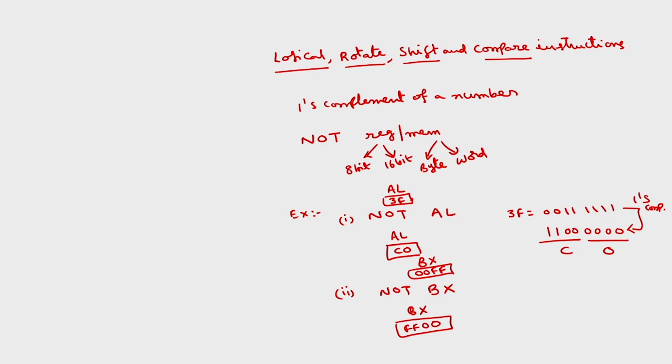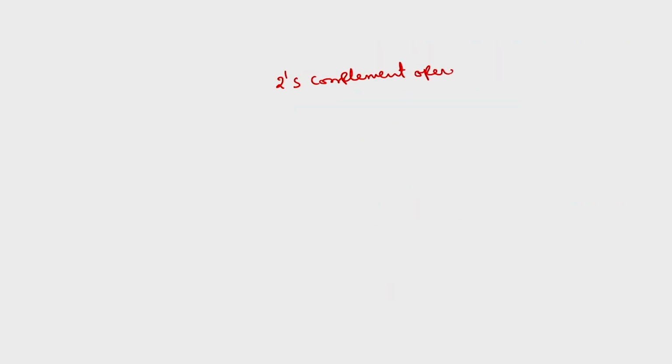Similarly, we have an instruction for the 2's complement. This is 1's complement plus 1. The instruction for this one is negate, NEG. NOT is for the 1's complement and NEG is for the 2's complement. The format is the same as that: you have to specify either register/memory. Register can be an 8-bit register or 16-bit register. Memory can be a byte or word. This simply takes the 2's complement of the register or memory. The 1's complement plus 1 will be stored back into the register/memory.